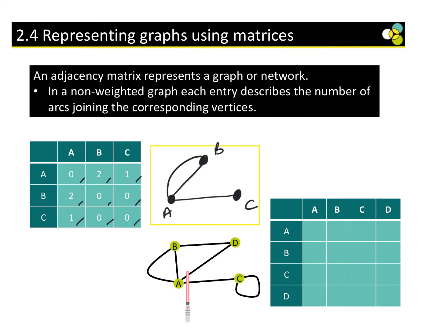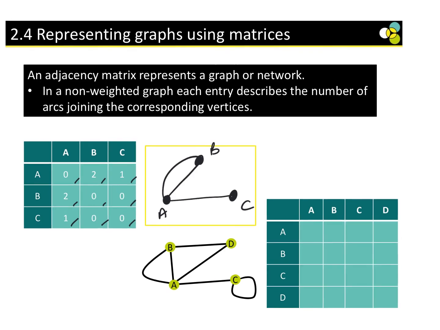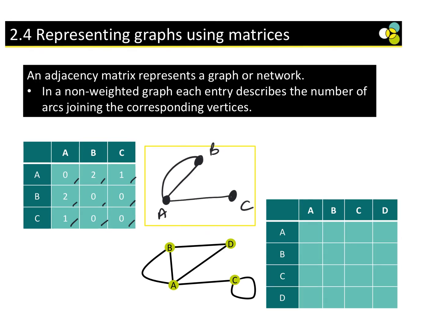Now I have a graph, and I'm going to use this to represent a matrix. So from A to A does not have a loop, so 0. From A to B, I can see there's 2 arcs. From A to C, there's 1. And from A to D, there's also 1. Okay, now what I love about these kinds of tables is, you know, there's symmetry. So this is also 2, 1, 1.